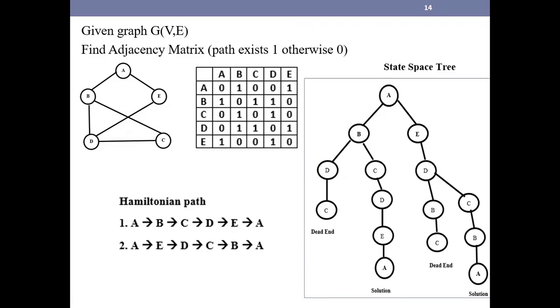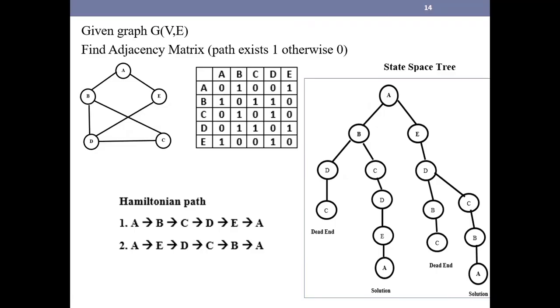Now take the first visited node B. For B, see the adjacent nodes A, C, D. See the second row for B: A is 1, C is 1, D is 1. So add C and D. Now take D. For D, B, C, E are adjacent nodes. So B is already visited, and add the node C in the path.